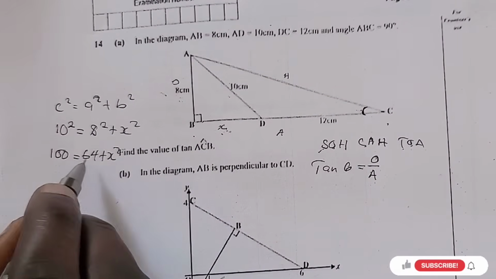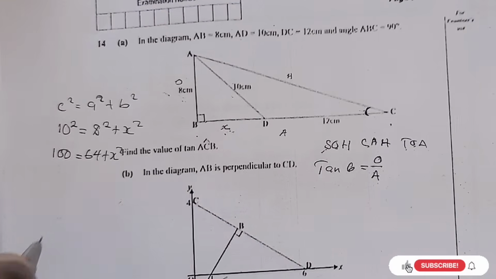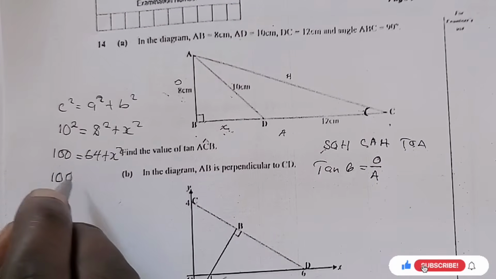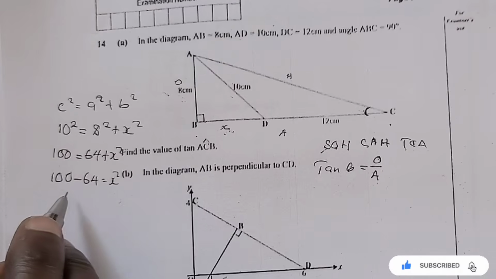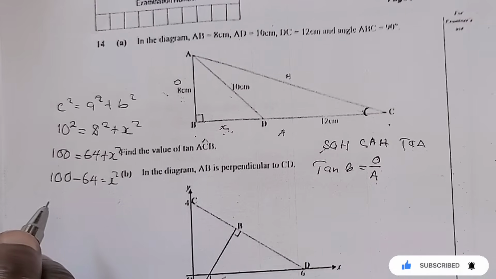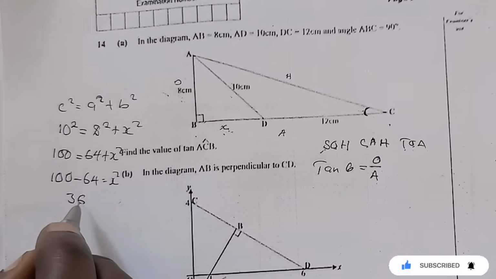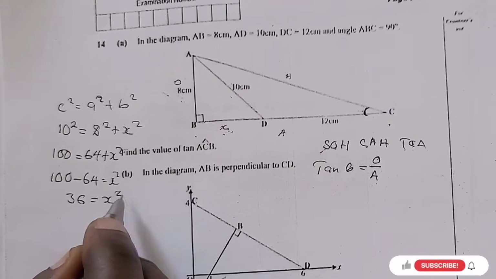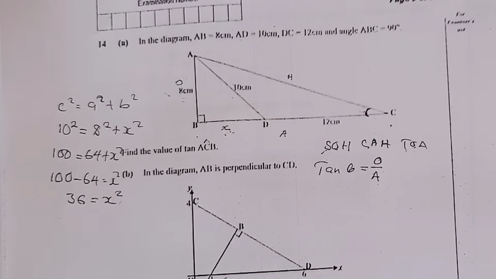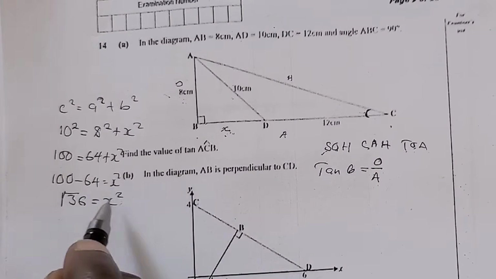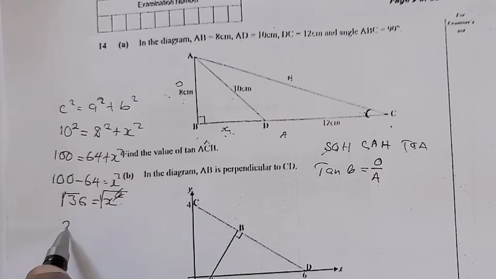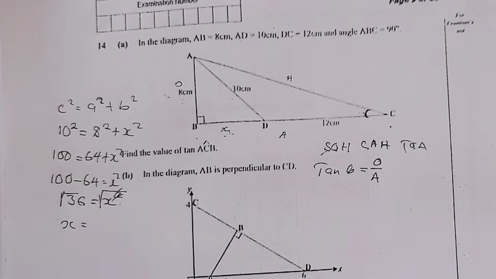So we are going to collect the like terms. 100 minus 64 is equal to x squared. 100 minus 64, if my mind serves me well, is 36, equal to x squared. What do you do when you reach this stage? You square root both sides. Therefore, the value of x is equal to 6.